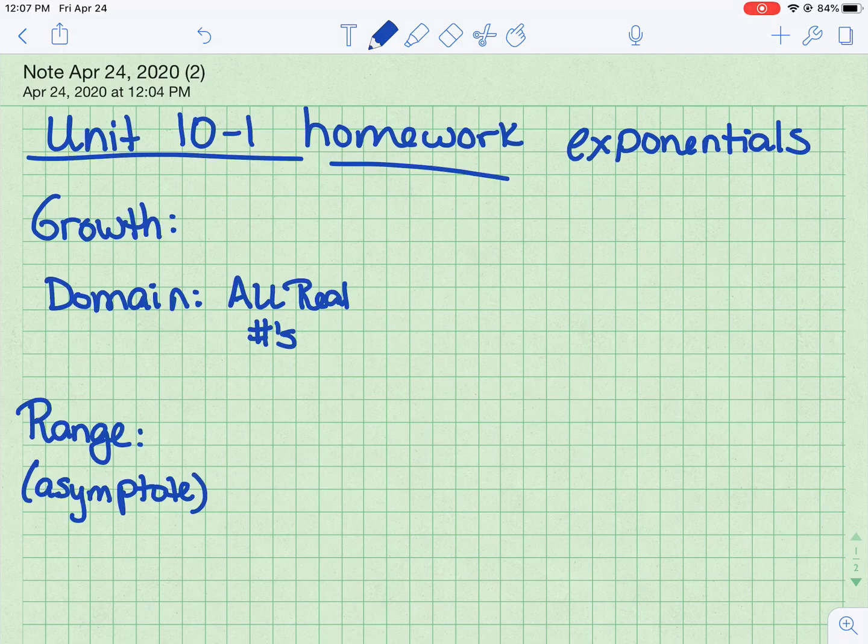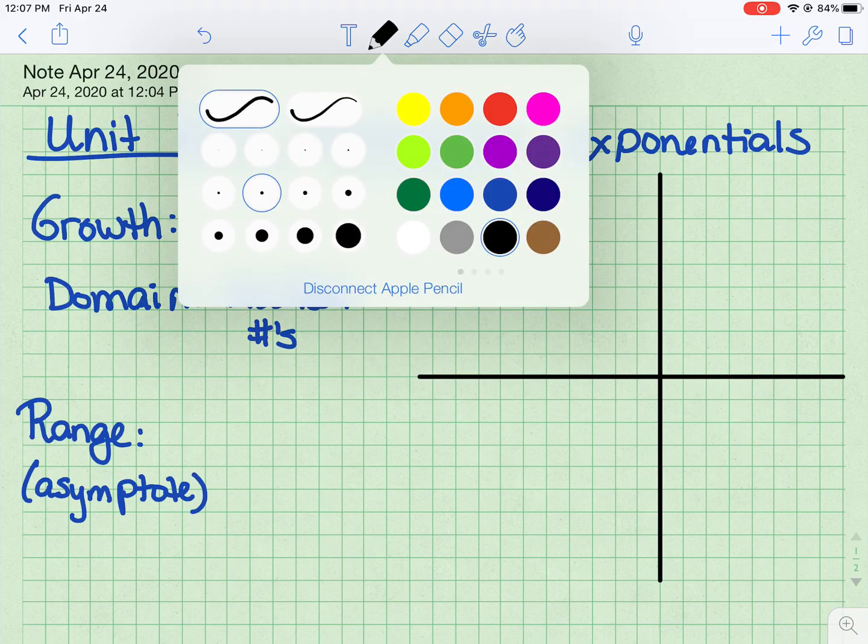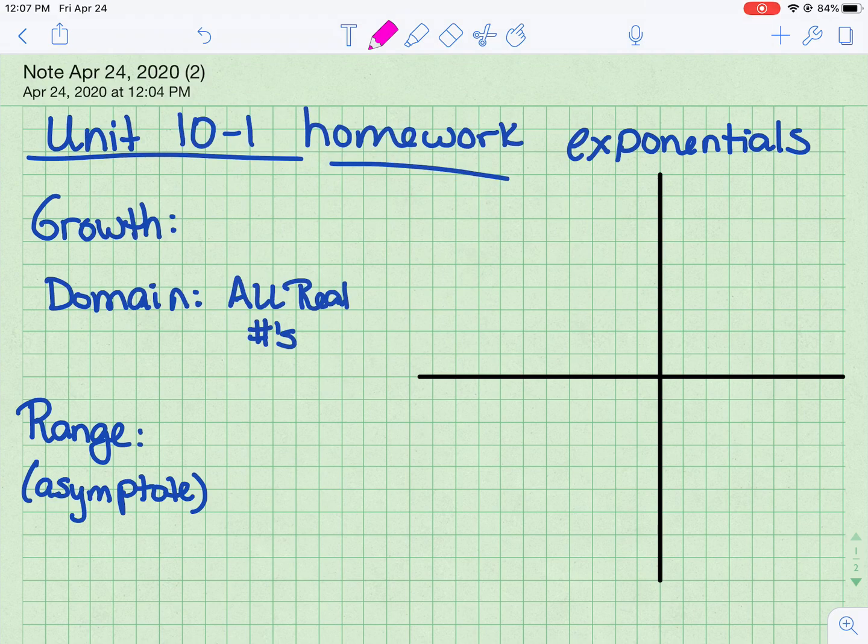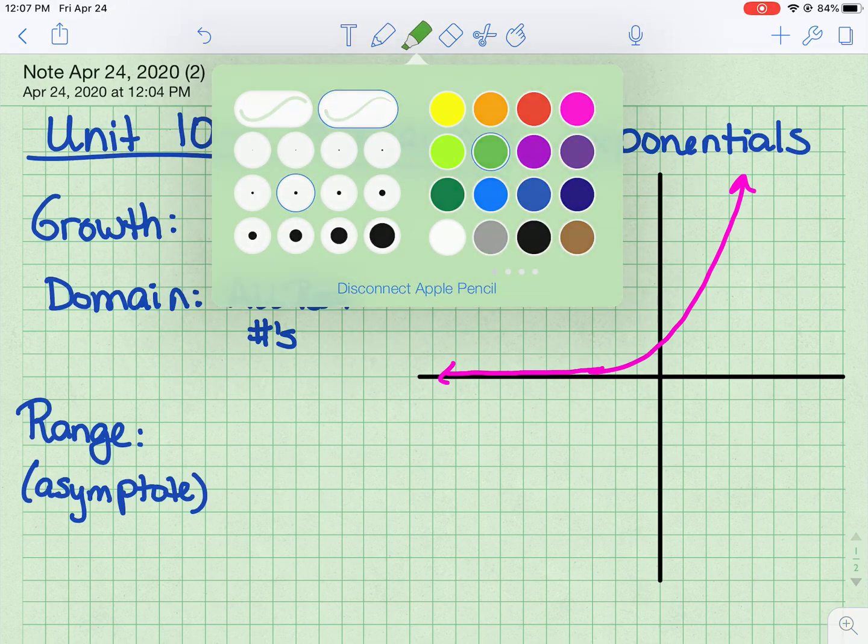Let's first look at the graph for growth. This is very relevant to what's going on right now. We're still in a growth model for the coronavirus. We started out low, grew slowly, and then went up very quickly. A growth model starts out low and goes up quickly. What you're looking for is the boundary that we're not crossing, the asymptote, to find the range.